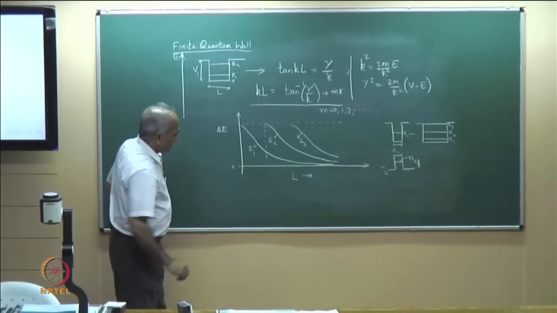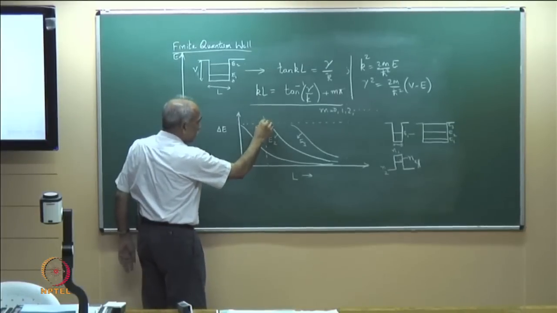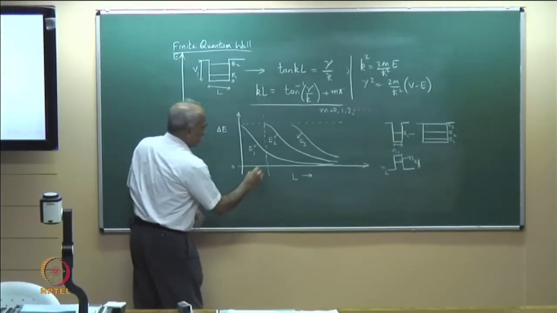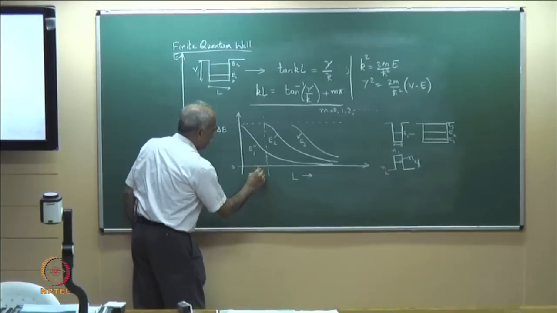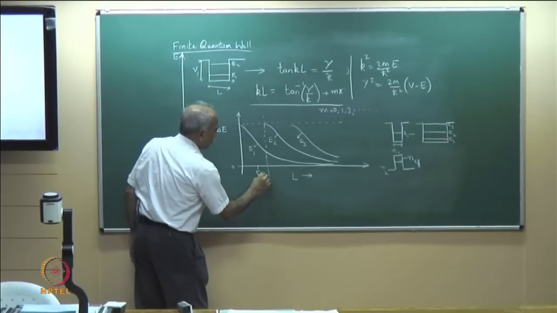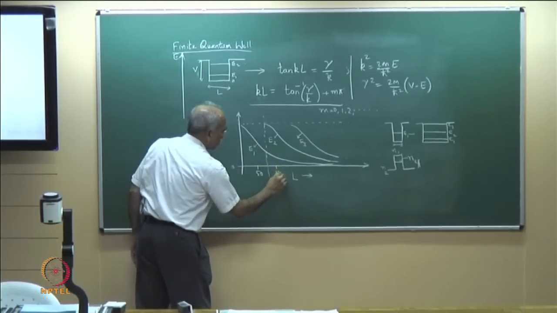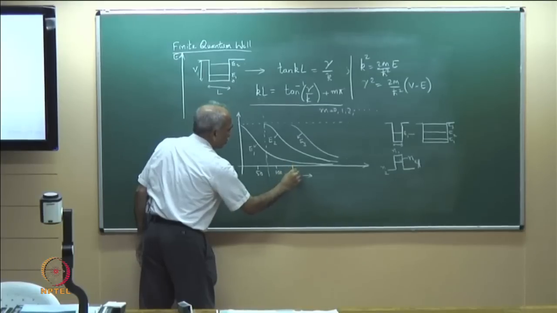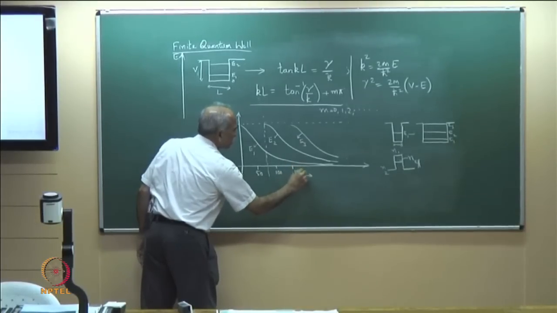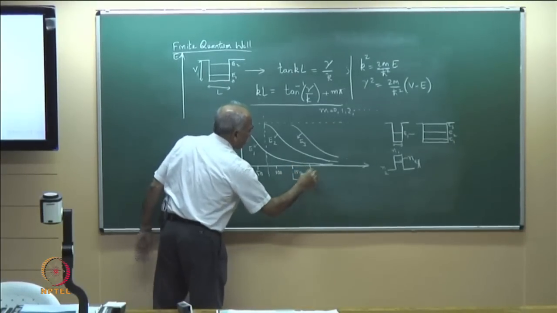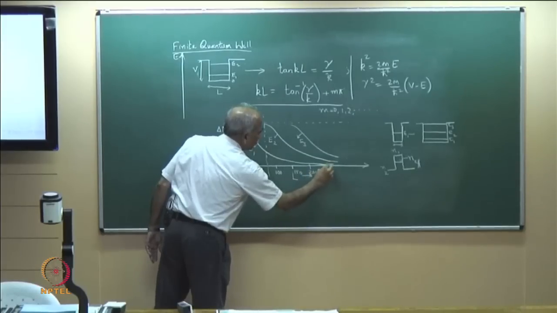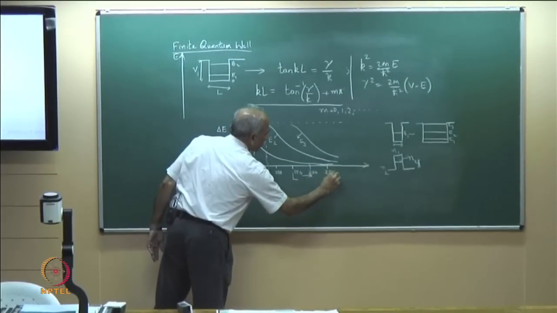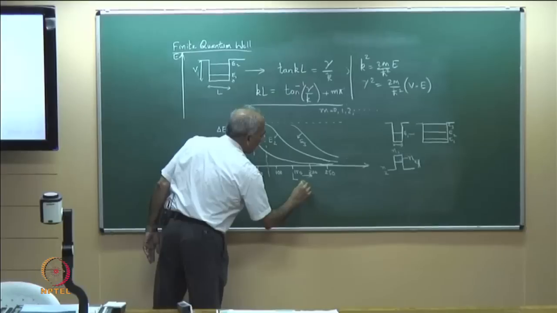So, the point here is, if you look at, for example, this region, the numbers may be approximate, maybe this is 50 angstrom, this is 100 angstrom, 150. Typical numbers for a semiconductor, say gallium arsenide, 200, 250. So, L in angstroms.